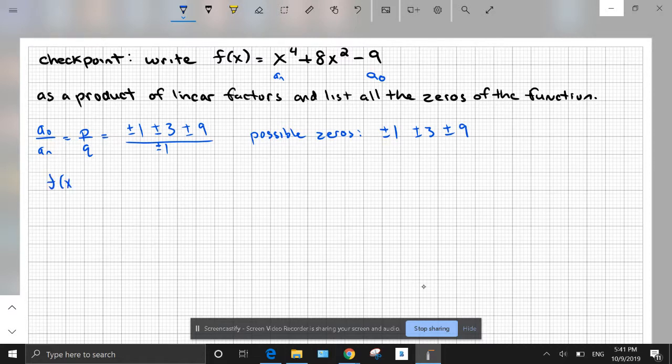And we take a look at our signs here. We have x to the fourth plus 8x squared minus 9. So we have one sign change. So we have one positive zero.